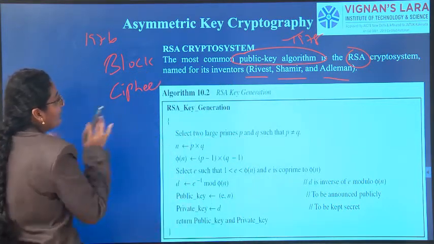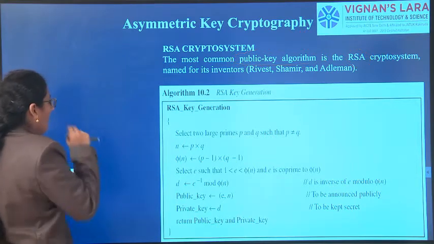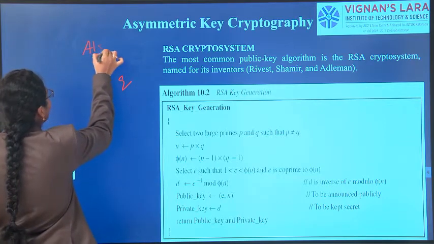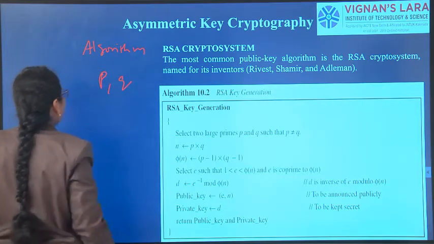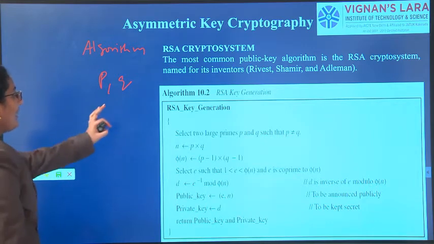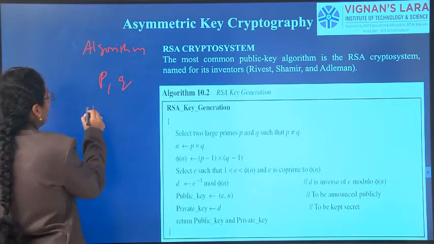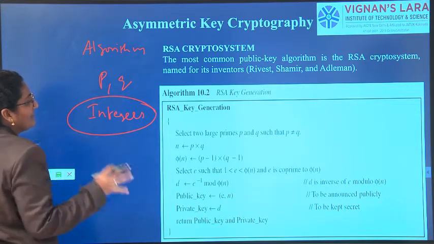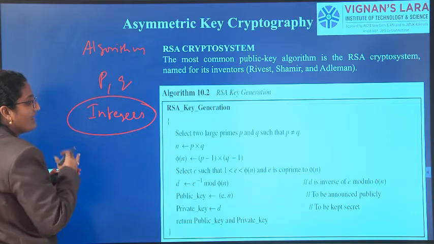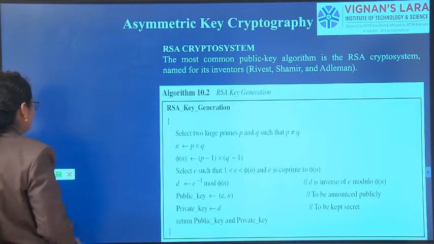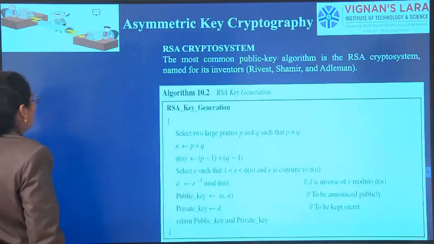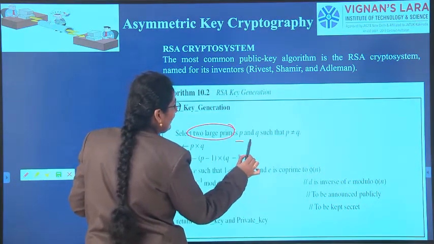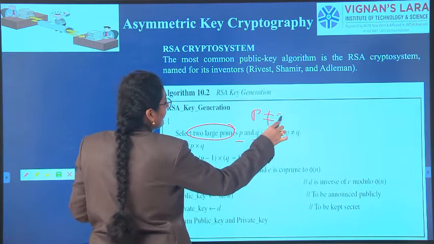Now we are directly going into the RSA algorithm. First you have to select two large prime numbers P and Q. I told you everything is about integers only. In RSA everything is an integer. Plain text is an integer, ciphertext is also an integer. So first you have to select two large prime numbers P and Q. P should not be equal to Q.